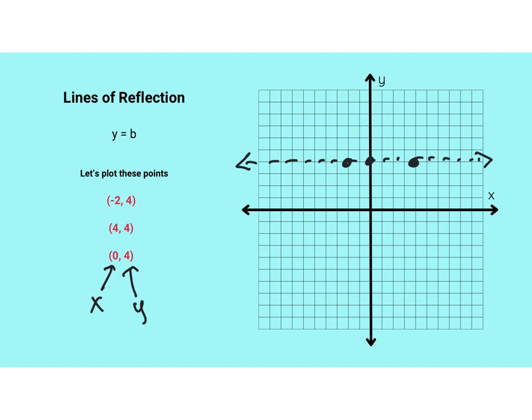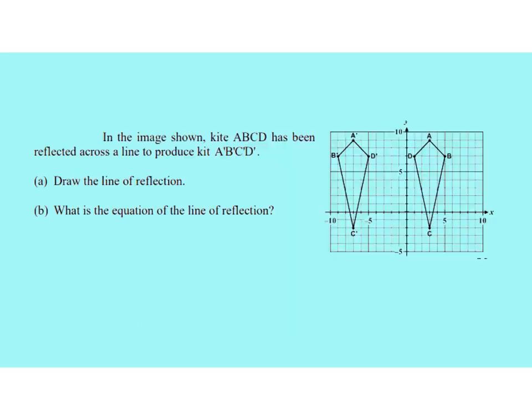Oh, I just misspoke there. I said x equals 4, but I'm wrong, right? It's a horizontal line. It's y equals 4. Each time my y is 4, so it's y equals 4. Any horizontal line is going to have the same y coordinate. Now that's important for us as we do some more examples.